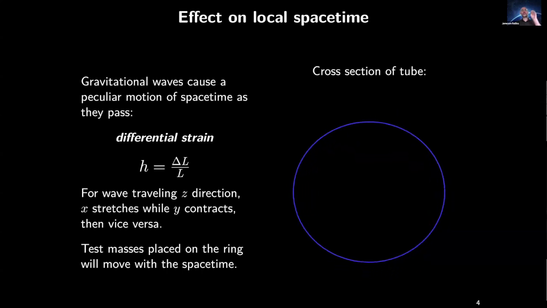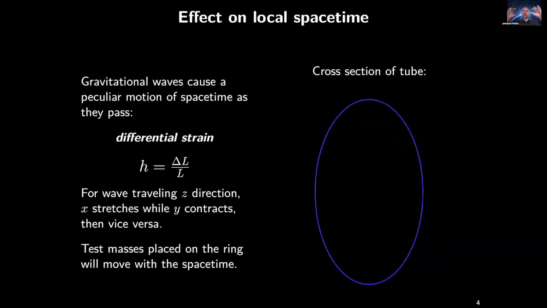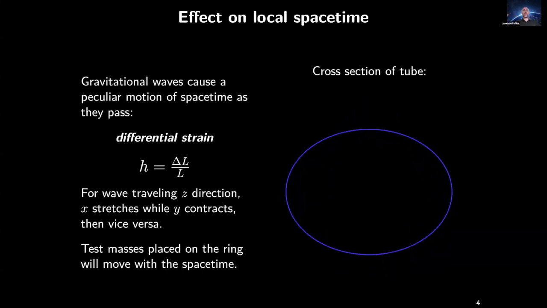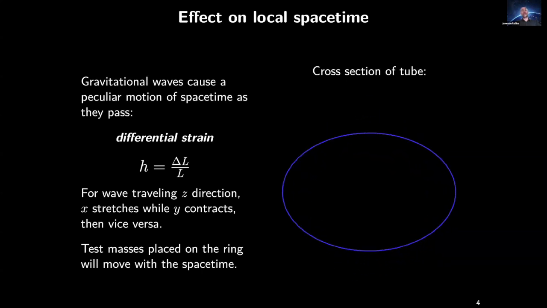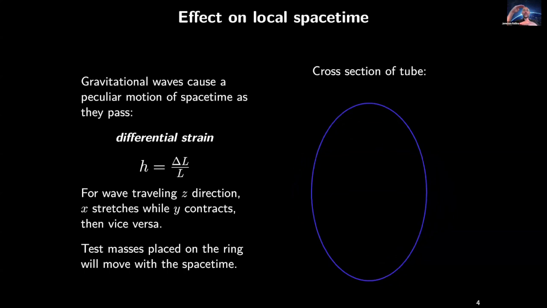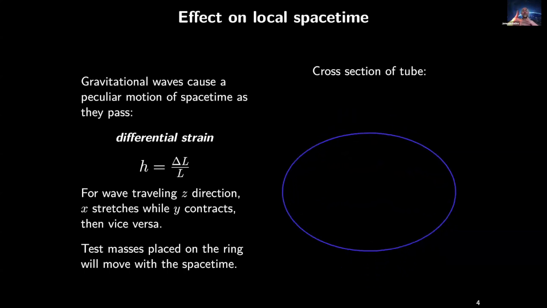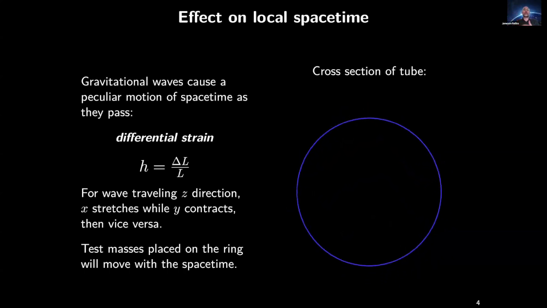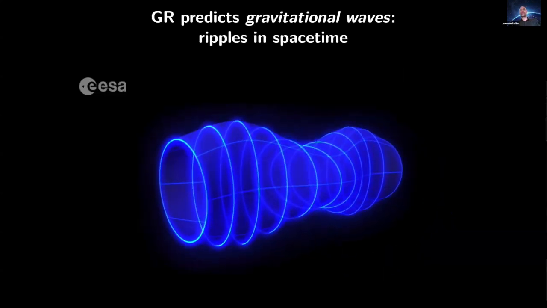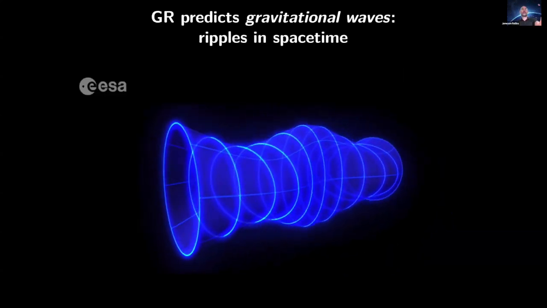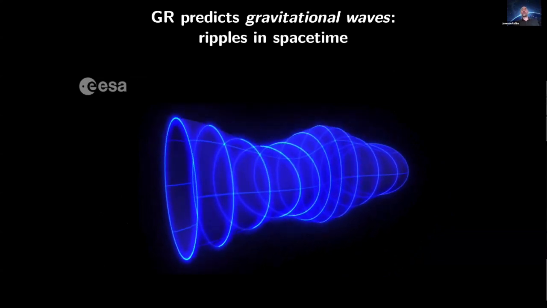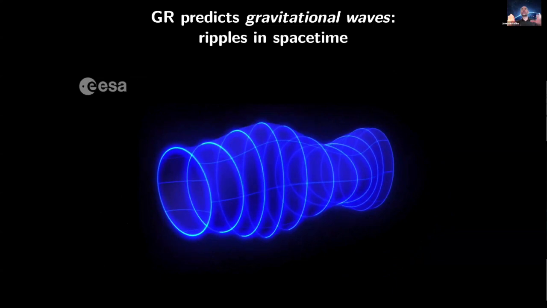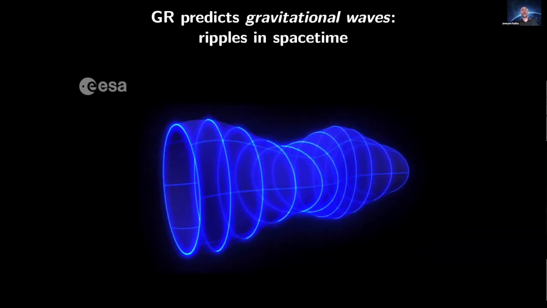For a wave traveling in the z direction, it has this pattern where it stretches space in one perpendicular axis and contracts it in the other, and then in the next half cycle of the wave, it does the opposite. That's what you can see in this wave tube, as the wave would be traveling through the axis of this tube, and this is how the tube would be deformed as the wave is passing through.